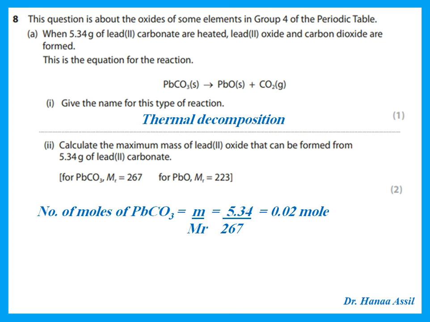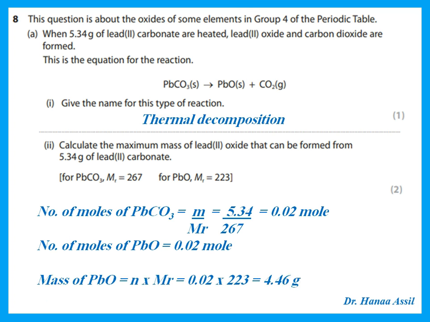Now, this is the number of moles of lead carbonate, PbCO3. What is he asking about? He's asking about lead oxide. So I look at the equation. What does the equation tell me? The equation says 1 mole of lead carbonate gives 1 mole of lead oxide. So if the number of moles of lead carbonate is 0.02, then the number of moles of lead oxide is the same.